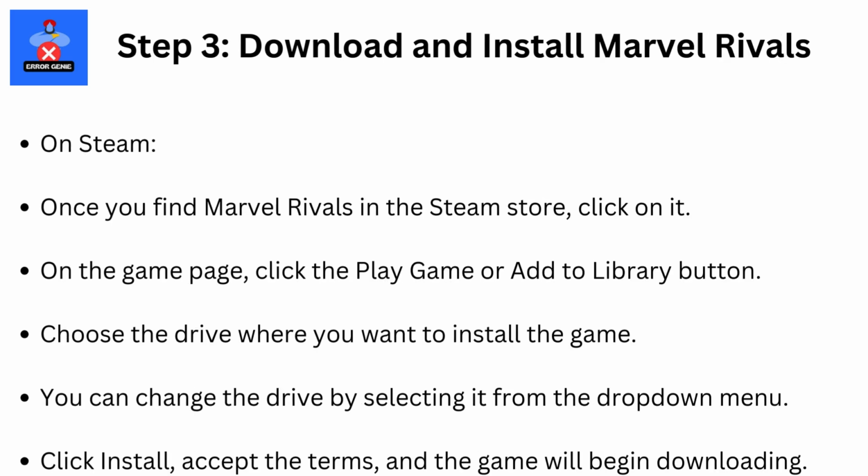Step 3. Download and install Marvel Rivals on Steam. Once you find Marvel Rivals in the Steam store, click on it. On the game page, click the Play Game or Add to Library button. Choose the drive where you want to install the game. You can change the drive by selecting it from the drop-down menu. Click Install, accept the terms, and the game will begin downloading.